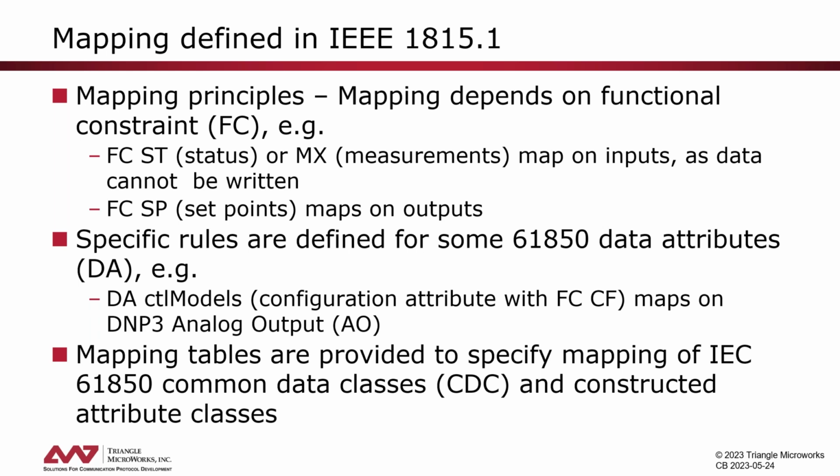If we have status or measurement information, so the typical operational information that we cannot write, we map this on DNP input points, as these data are provided by the process and we cannot really write on them. However, if we have data attributes with the function constraint like set points that can be written, we use DNP output points in that case. The standard also defines some specific rules for certain 61850 data attributes.